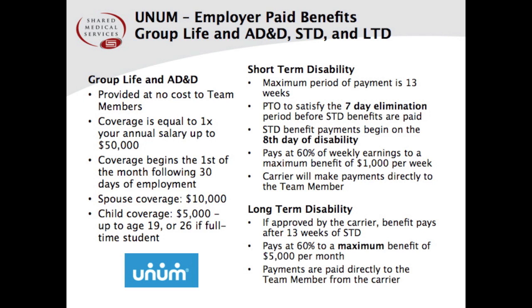Short-term disability maximum period of payment is 13 weeks, and long-term disability pays out afterwards. Short-term disability pays benefits based on weekly earnings, and long-term pays benefits based on monthly earnings at 60%. Both benefits are paid directly to the team member from the insurance carrier, Unum.